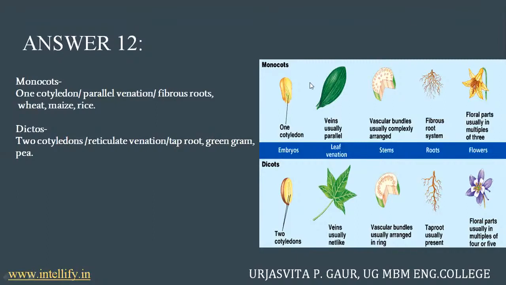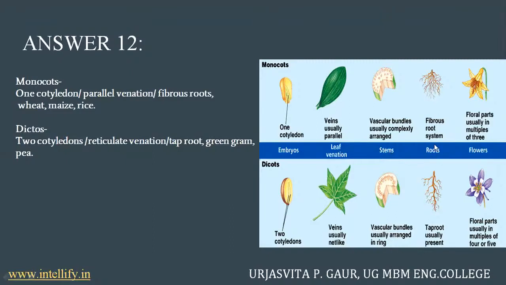And also the basic difference can be understood by looking at this image right here. You have monocots, they have one cotyledon, and then you have dicots, which have two cotyledons right here. And then when it comes to leaf venation, your monocots have veins which are usually parallel to each other, whereas if you see your dicots, these veins have a net-like structure. And then when it comes to stems, the monocots have vascular bundles which are usually scattered, and in the case of dicots, you have vascular bundles which are arranged in a ring pattern.